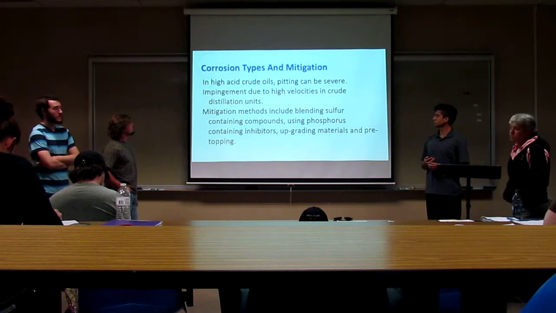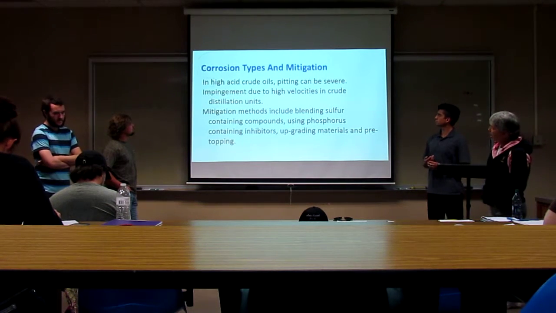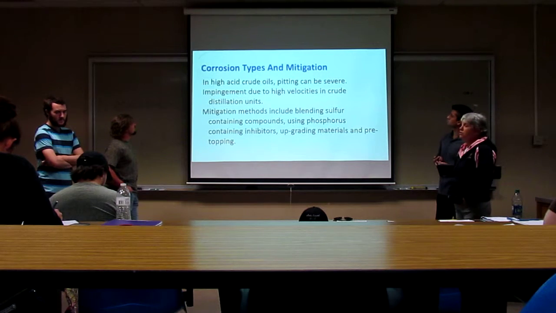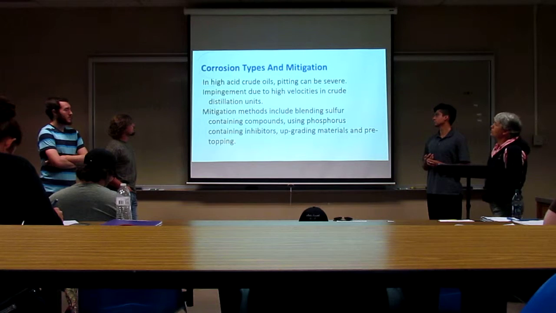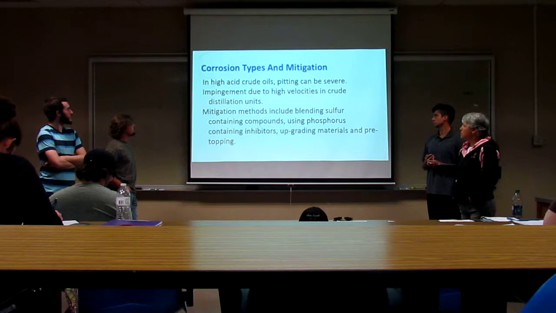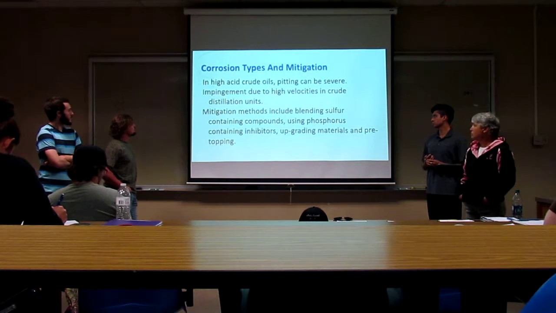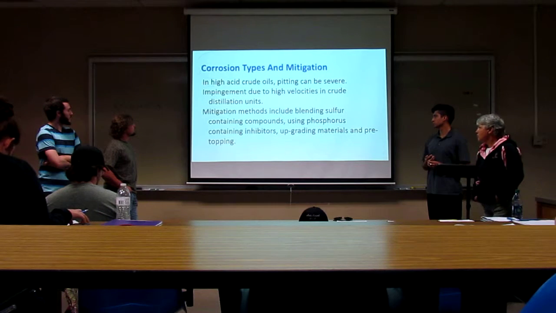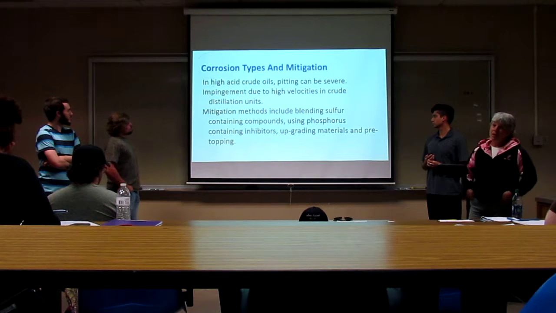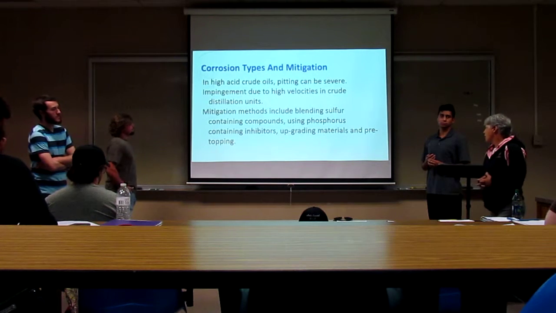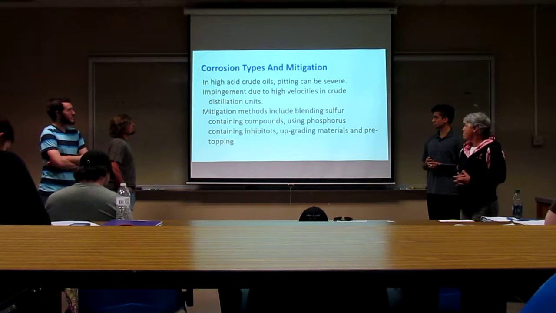Corrosion mitigation. In high acid crude oils, pitting can be very severe. Impingement due to high velocities in crude distillation units is also something that needs to be monitored. Mitigation methods include blending sulfur-containing compounds, using phosphorus-containing inhibitors, upgrading your materials to a more resistant type, and pre-topping.